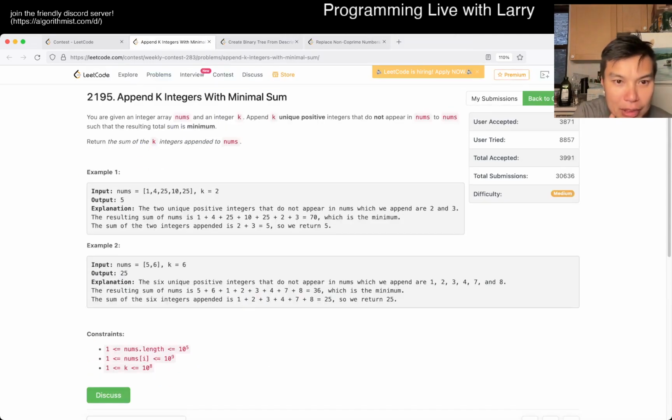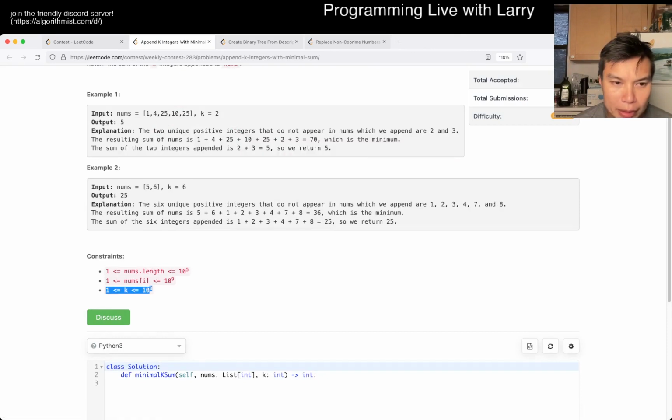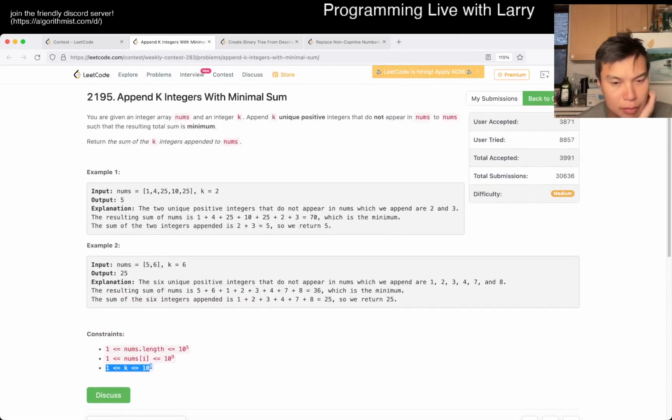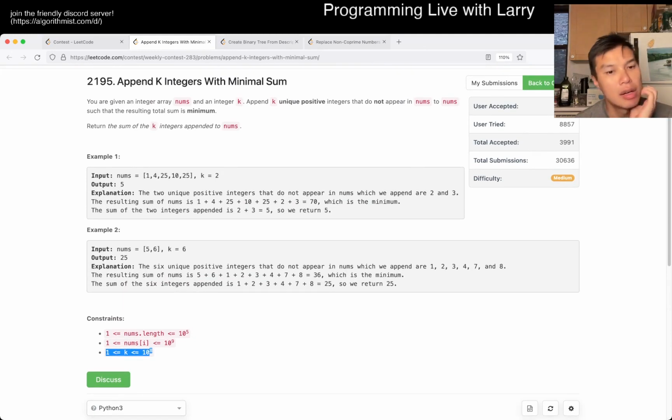Append K integers with minimal sum. K can be really big though, so that's the thing, right? So this is just sweep line. Unique positive integers. Sweep line, binary search. Oh, so you just come up with the two numbers that are not in it. Okay.